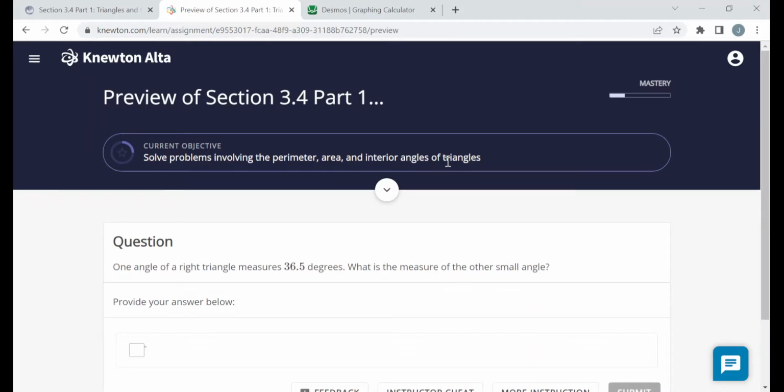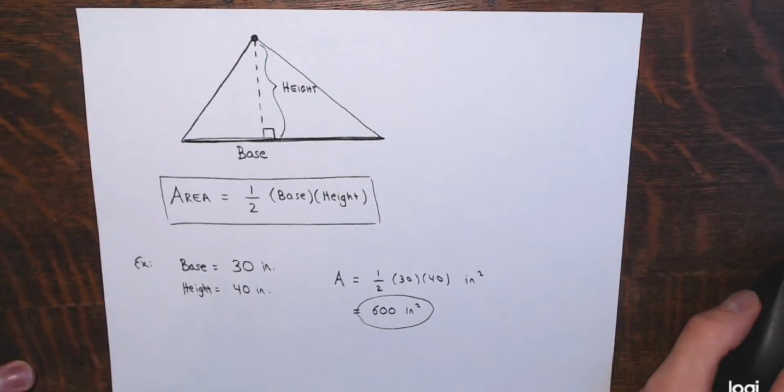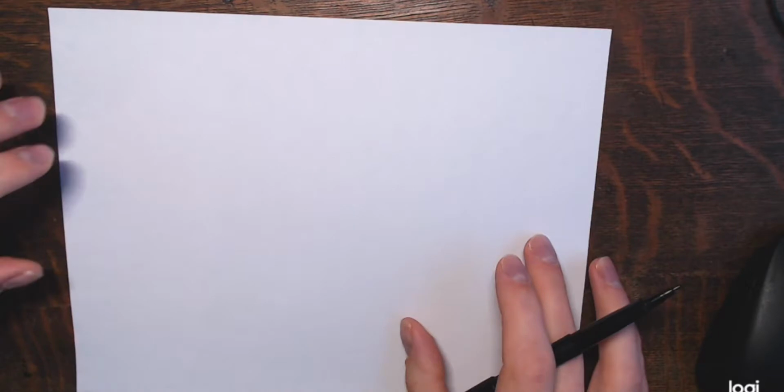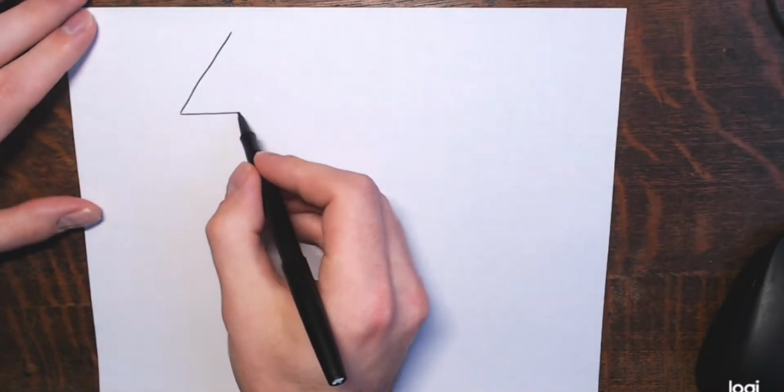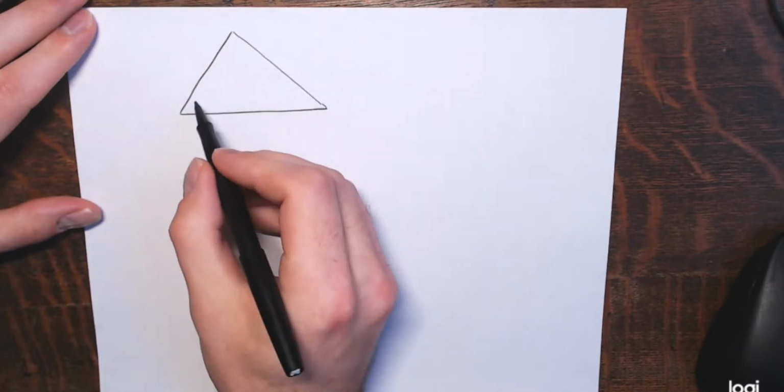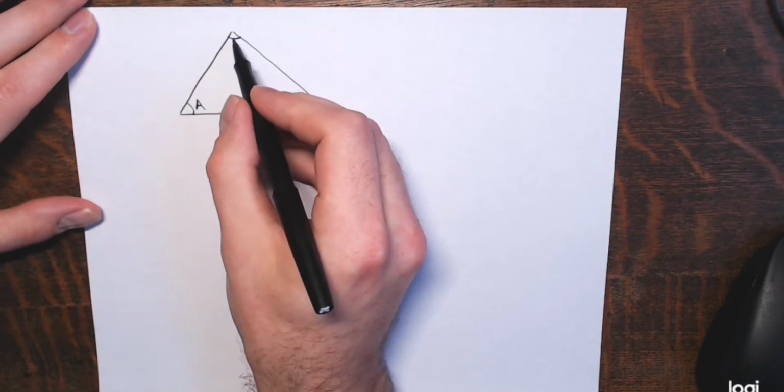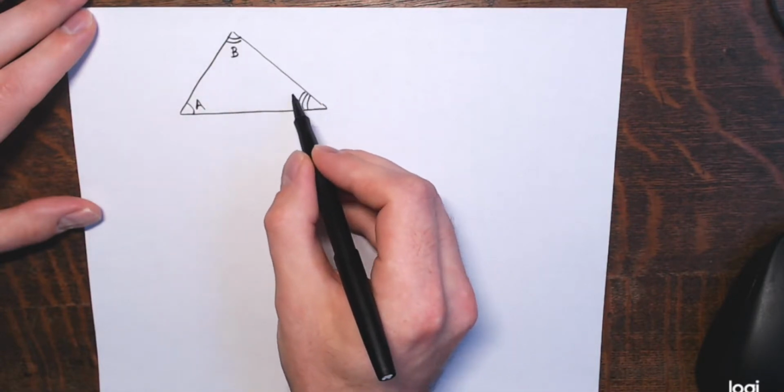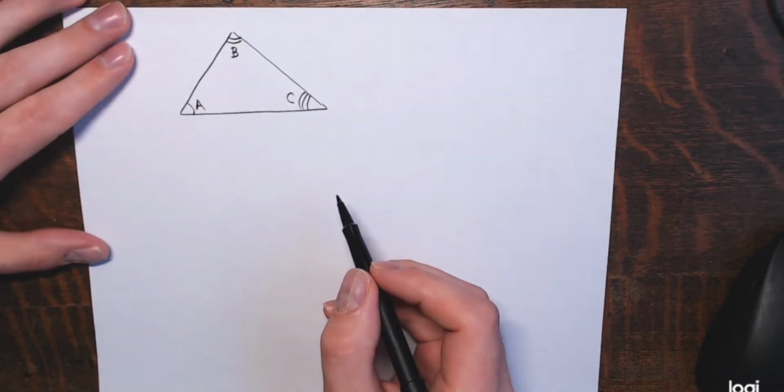Alright, so again, same objective as the last question, but this time we have a problem involving the interior angles of a triangle. We see here one angle of a right triangle measures 36.5 degrees. What is the measure of the other small angle? Once again I'll make a little statement here about the angles of a triangle. So here's some generic triangle, just a three-sided figure, and say this is angle A, this is angle B, and this is angle C, or angle 1, 2, and 3, whatever you want to call them, as long as you know they're different.